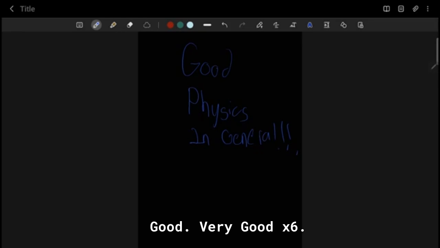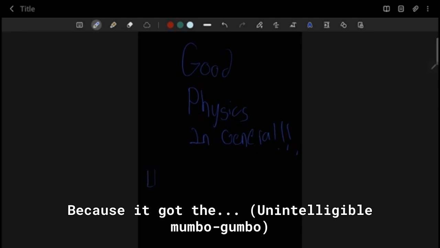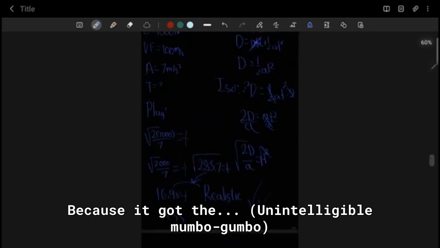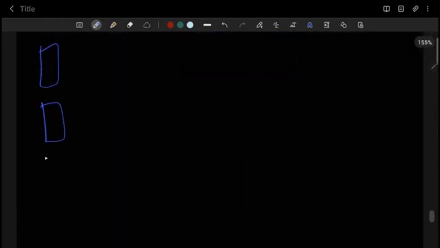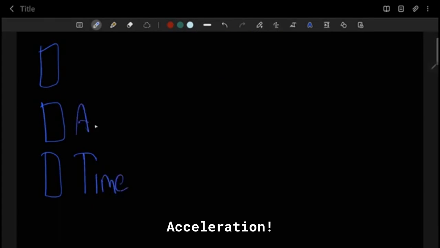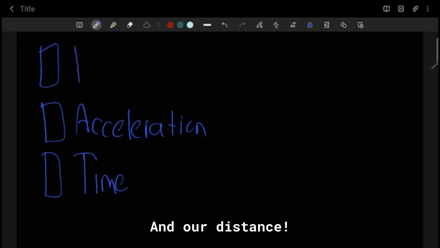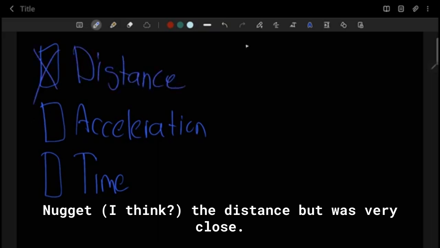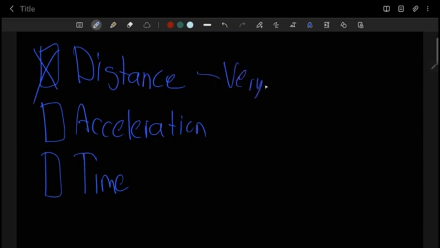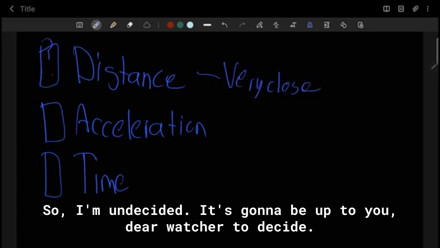Okay, good, very good. Now why? I have 3 things here: time, acceleration, and our distance. We did not get to the distance, but it was very close. So I'm gonna leave this undecided. It's gonna be up to you, dear watcher, to decide.